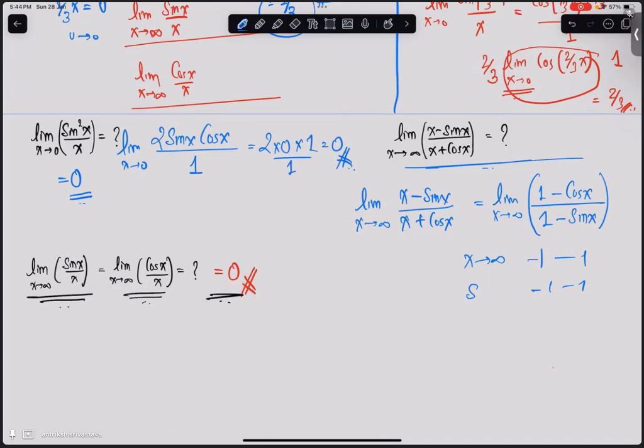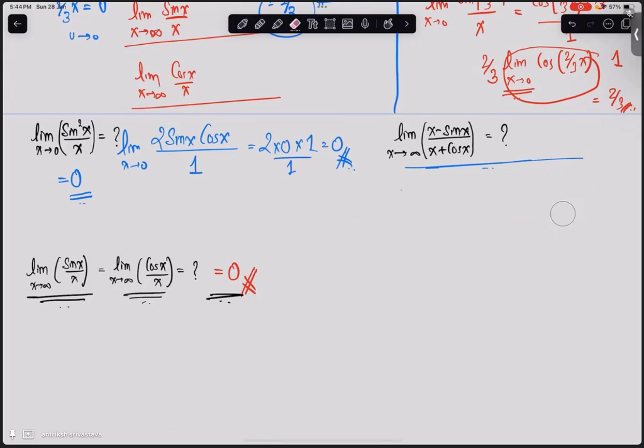So we are still not very certain what is going to be the value, because the numerator can either be 0 or it can be 2. In the same way the denominator can be either 0 or 2. So we still don't know what is going to be the value of this function. So let's not apply L'Hospital here. Let's just try to do one simplification to this question.